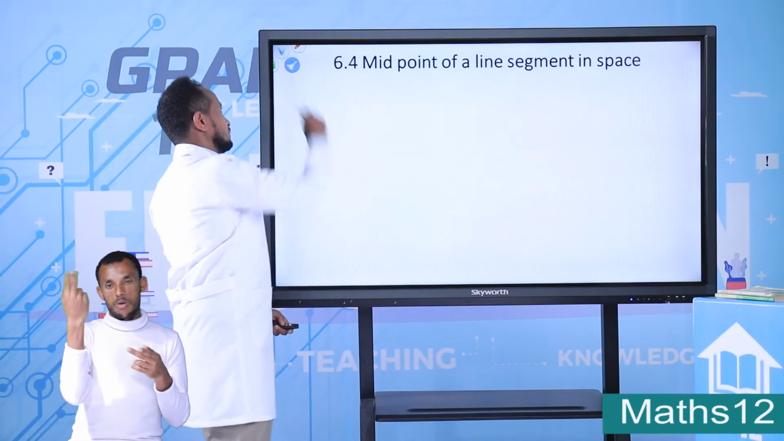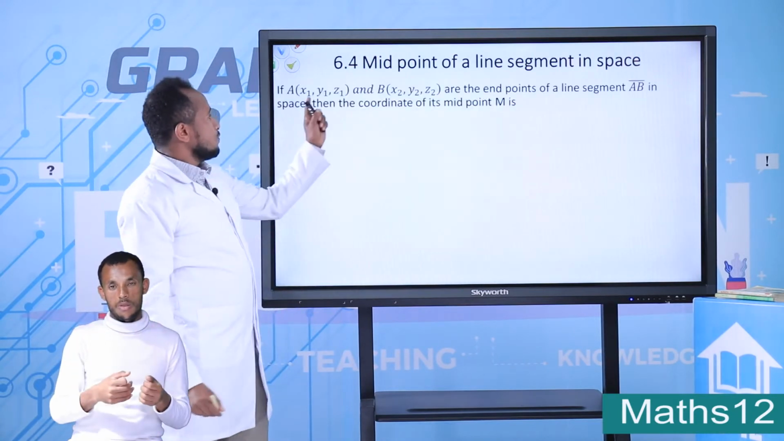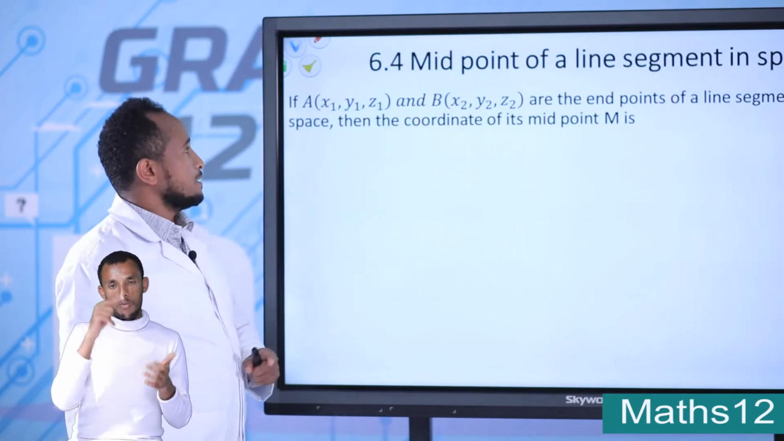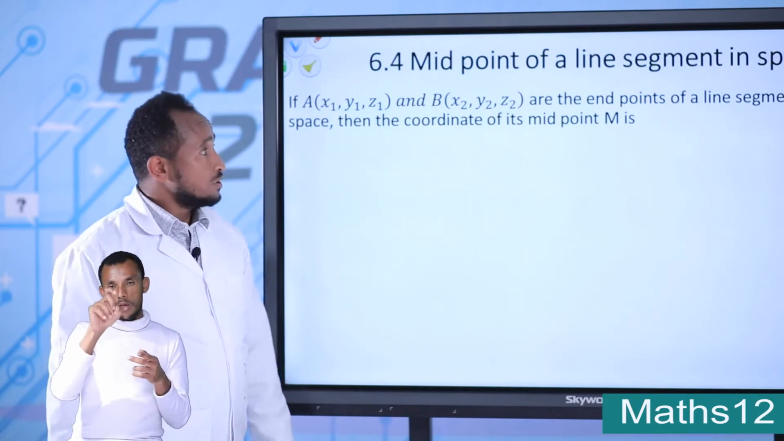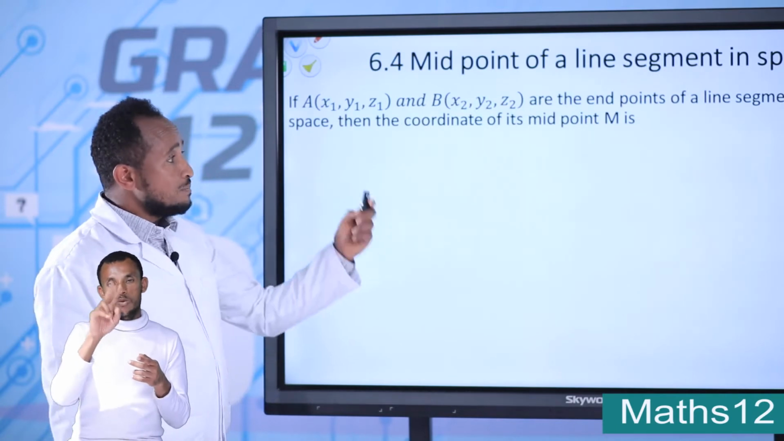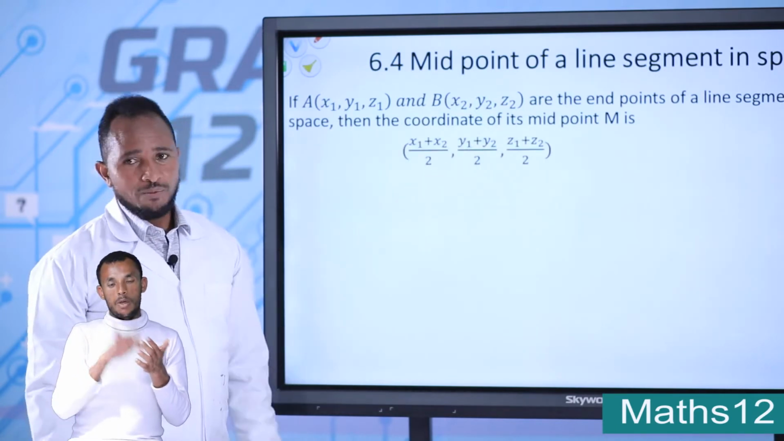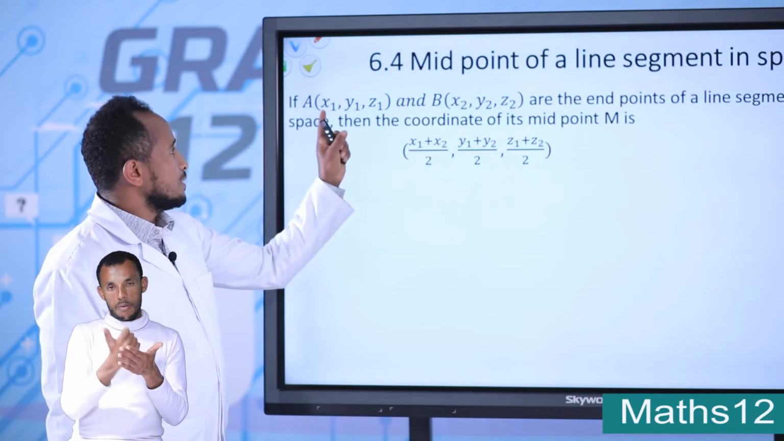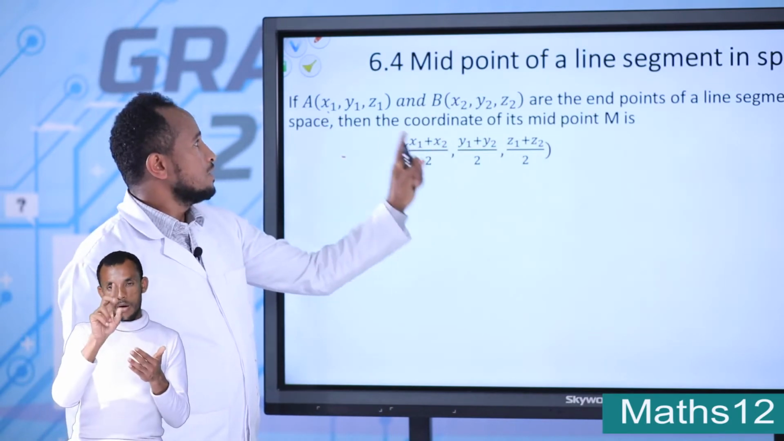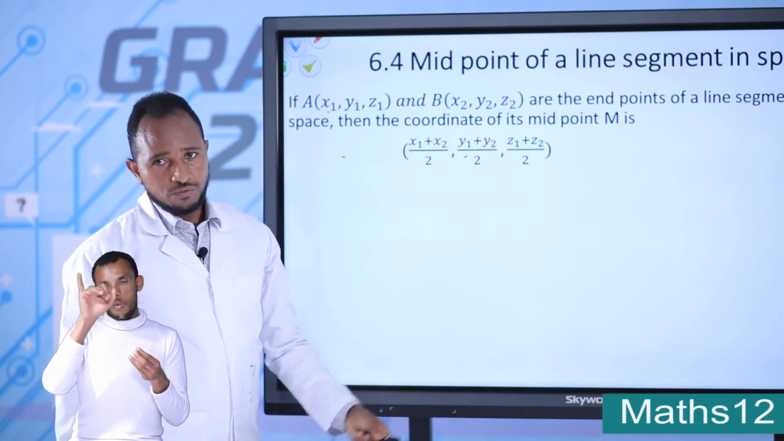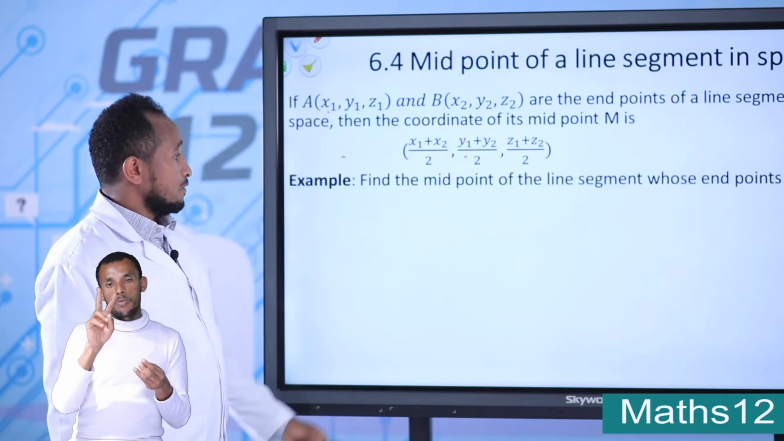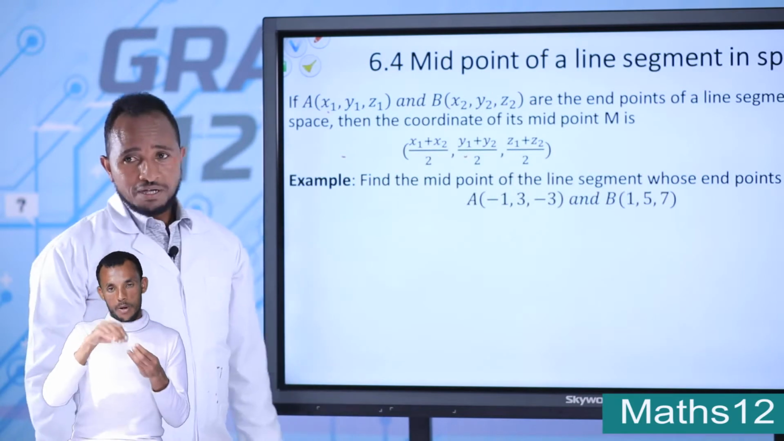In the same analogy, we can find the coordinate of midpoints in space using this equation. If we have 2 points in space, A and B, x1, y1, z1, and x2, y2, z2, to find the midpoint coordinate, we apply this formula. Simply take the average. It is x1 plus x2 over 2, y1 plus y2 over 2, z1 plus z2 over 2. So this is simple.